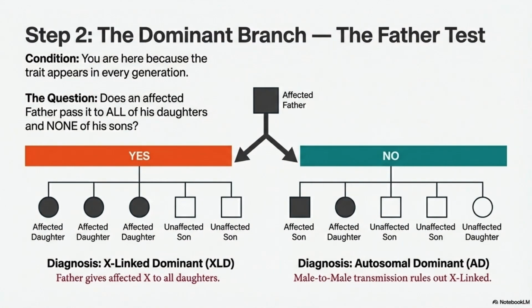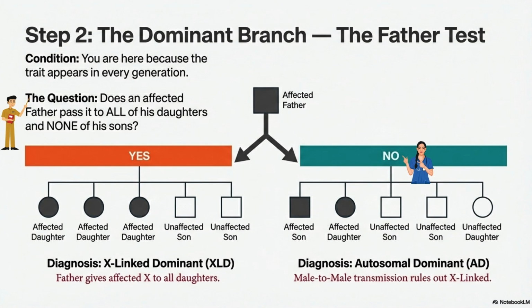Step 2. The dominant branch. If you decided it is dominant, ask this question. Does an affected father pass it to all of his daughters and none of his sons? If the answer is yes, the diagnosis is X-linked dominant disease. Logic here is, he gives his only X, the affected X, to daughters and his clean Y to the sons.